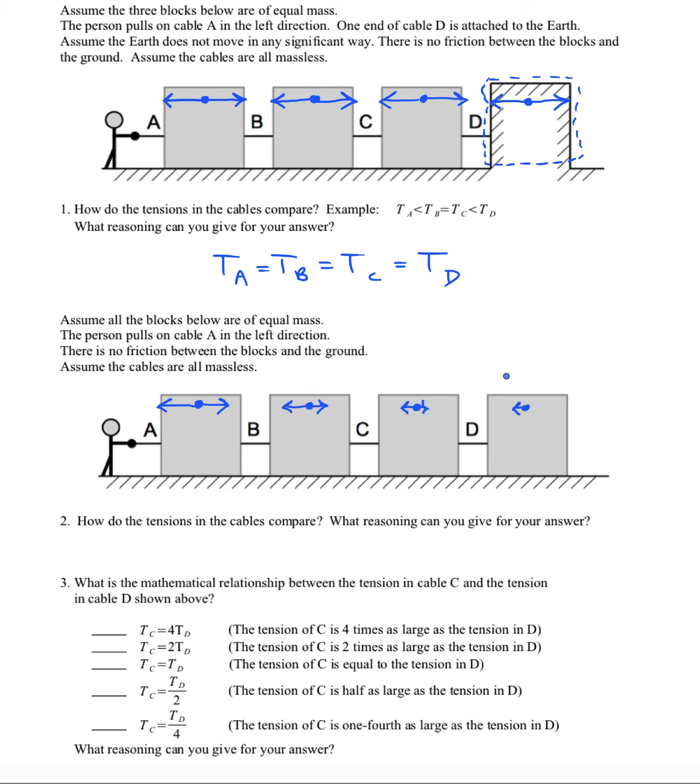Well, if you call this the tension in cable D, then that would match with this one. The tension here would be 2 times what it is on the right. That'll make this a 2 times TD. This one can be 3 times TD. And you see the pattern. The person is actually pulling with 4 times the tension in cable D.